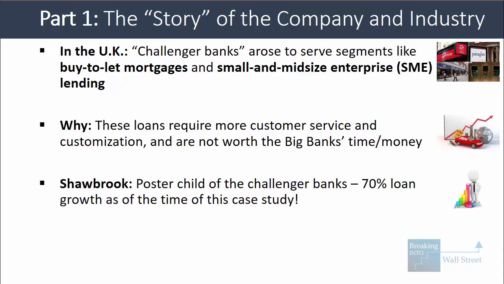these segments. Now, Shawbrook you could call the poster child of the challenger banks. As of the time of this case study in the prior year, the company had recorded 70% loan growth, which is astoundingly high, far higher than all the large banks, which probably have loan growths of 5%, 10%, something in that range. Shawbrook was growing at a much faster rate than the larger banks. And same with the other challenger banks. One Savings, Aldermore, other newer firms like that had just started up were all recording very, very high growth rates.